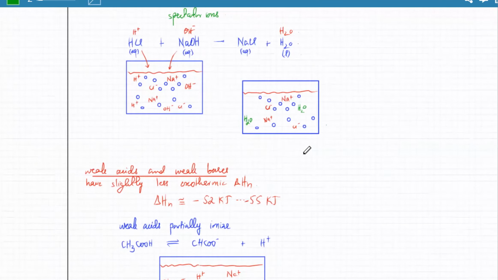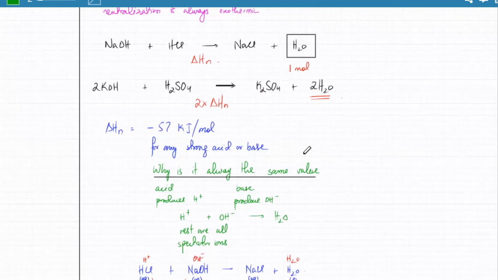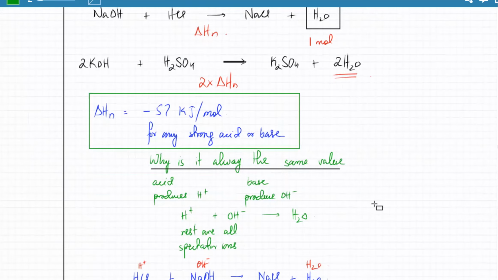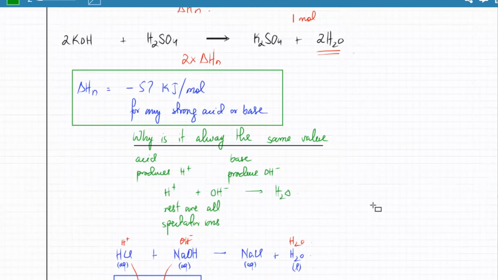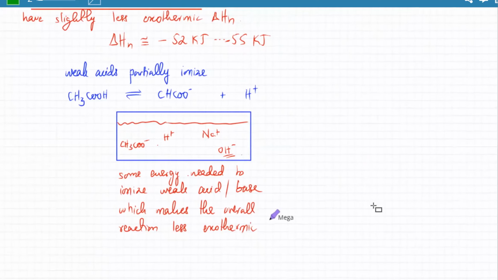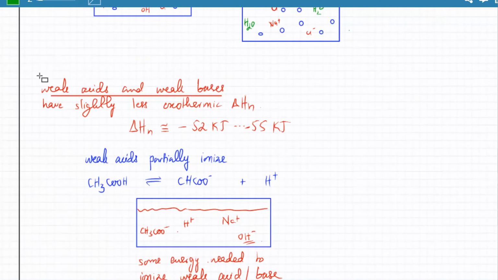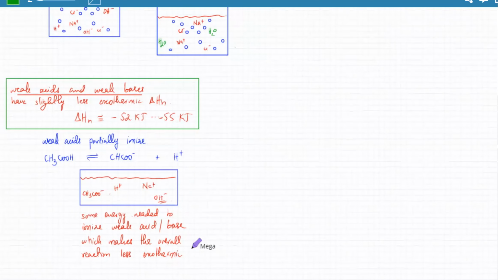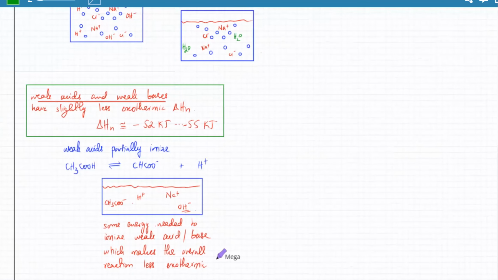So just remember the main point is the value is always going to be minus 57 for strong acids and strong bases, because they ionize on their own. You don't have to put in a lot of effort. But when it comes to weak acids and weak bases, the value is slightly less exothermic. So by just looking at the value, you should know whether it's a strong acid or weak acid. So what are weak acids, by the way? Okay, that's another question. Which acids are weak acids?